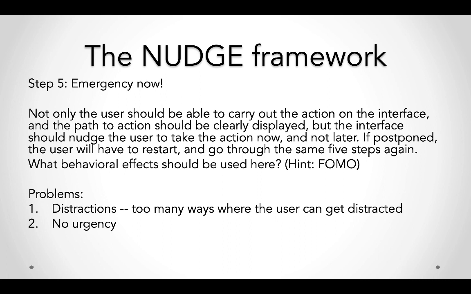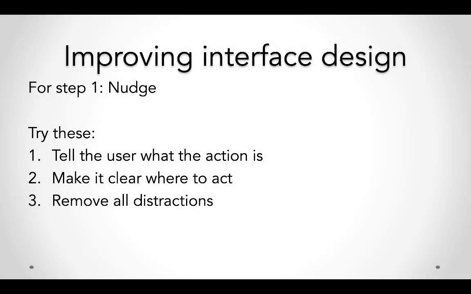So what behavior effects should be used here? If you remember, the hint is FOMO, fear of missing out, loss aversion, scarcity. If there's no urgency, then I don't have any incentive to do it now, and I'm going to get out. Or again, if we have too many distractions. So these are the 5 steps of the nudge framework that will make sure that people will actually bridge the gap between intent and action.